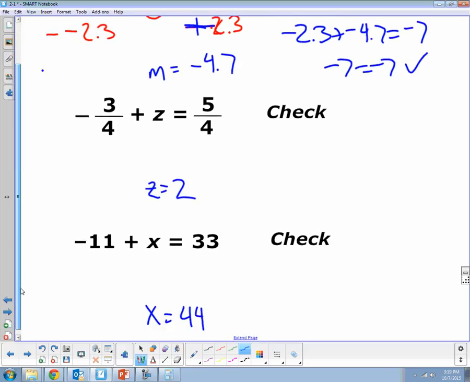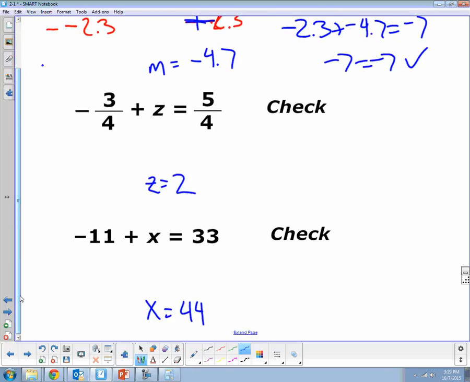Again, I told you there were two ways that you could work with these negatives. We could also say, well, I want this to be 0, because if that's 0, then z would be isolated. So how can I make that 0? Well, it's negative 3/4. If I add 3/4, negative 3/4 plus 3/4 is 0. So I add 3/4 to both sides.